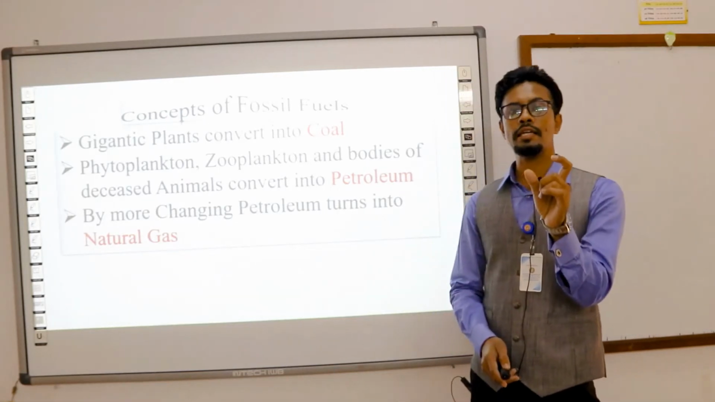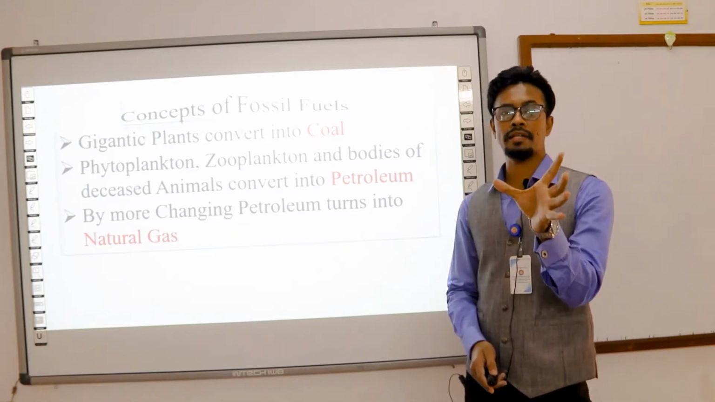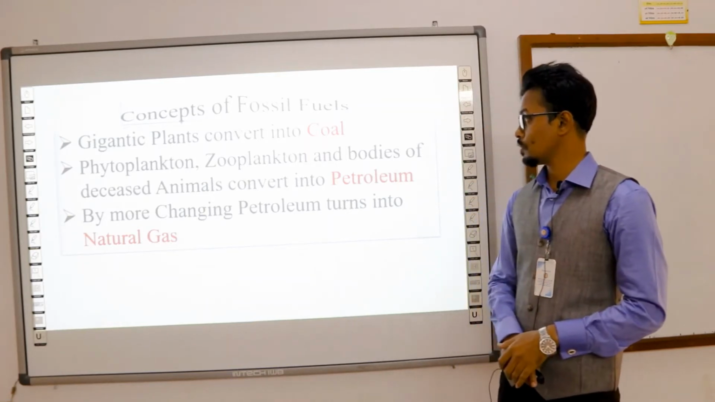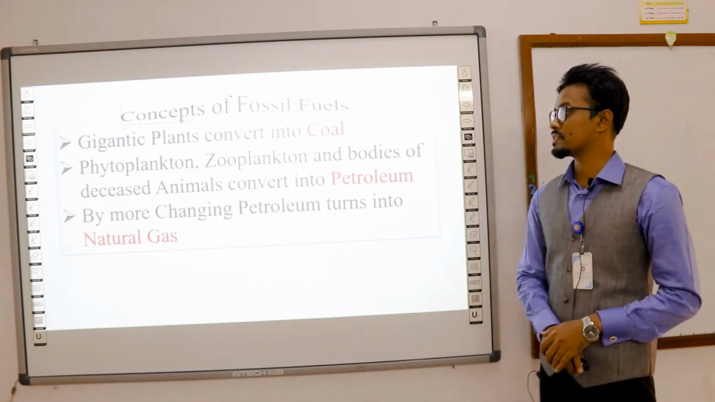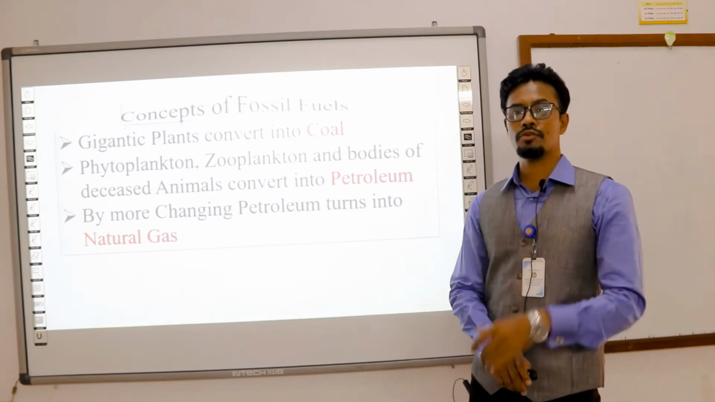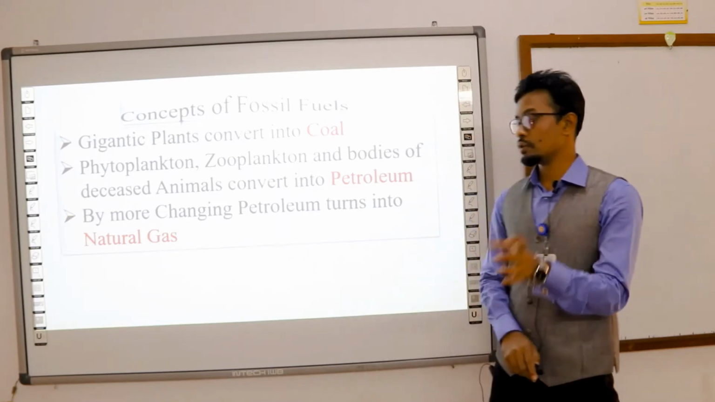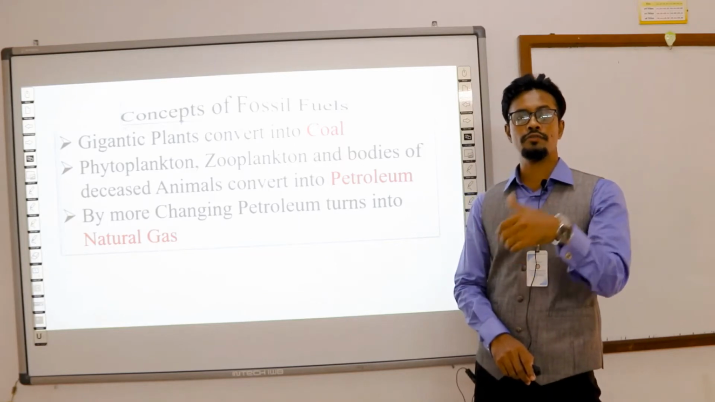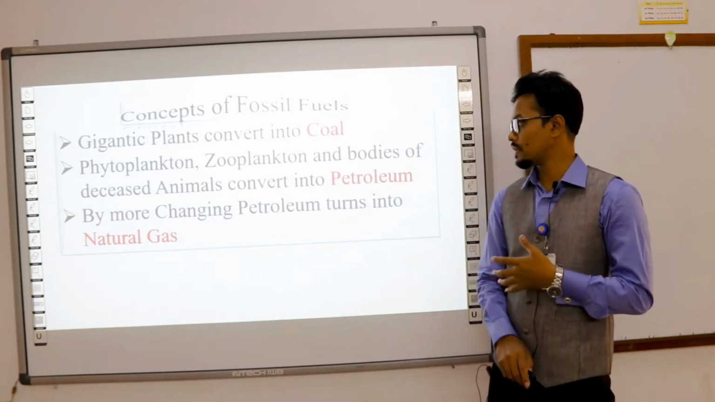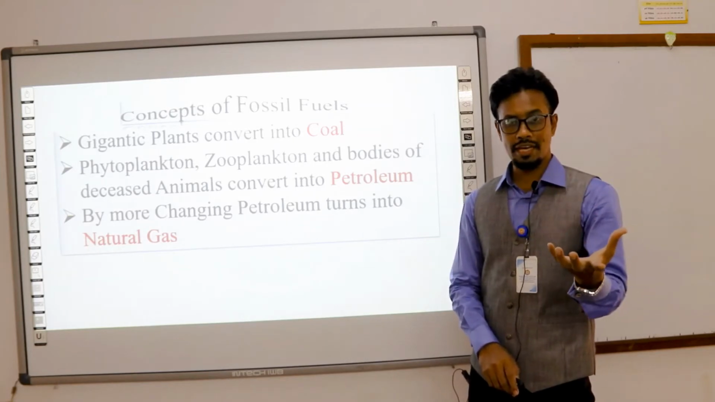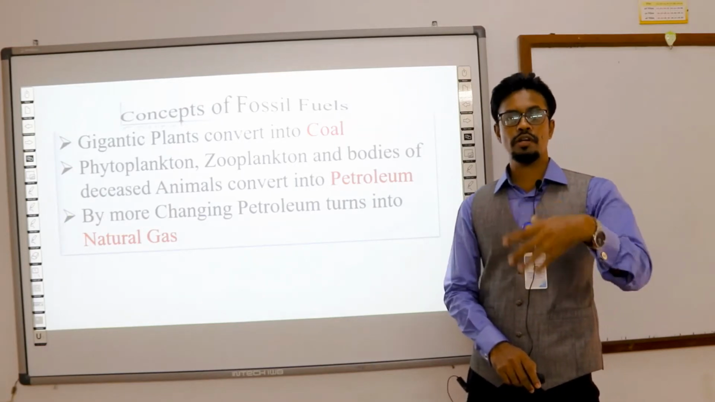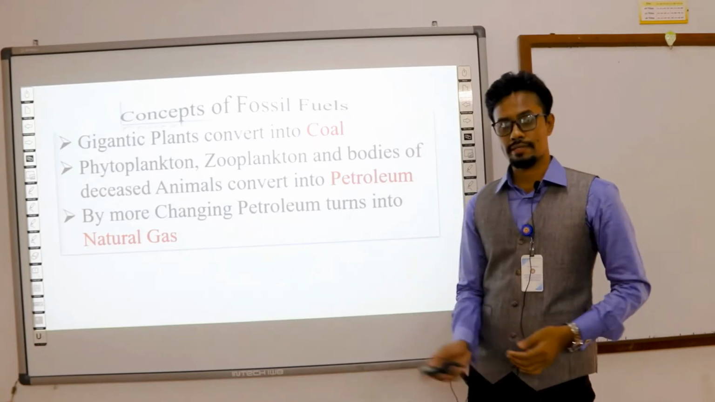Fossil fuels we get mainly from living plants or animals. We get coal from gigantic plants. Gigantic plants convert to coal. Phytoplankton, zooplankton, and other bodies of dead animals convert into petroleum. And petroleum, by more changing, turns into natural gas. So we get coal from plants, petroleum oil from living animals like phytoplankton, zooplankton, or living men, women, or other living animals. And natural gas we get from petroleum gas. Petroleum gas changes more and more and turns into natural gas.